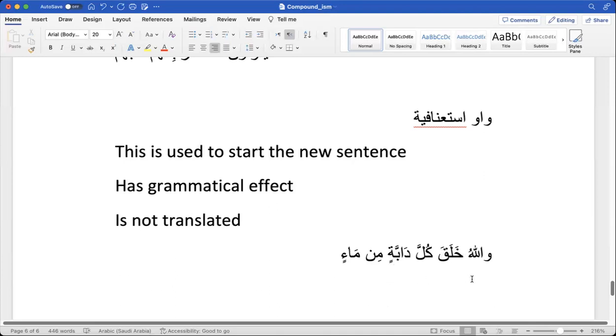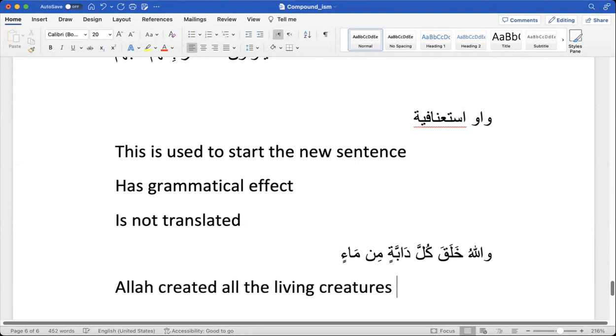So what is khalaqa? What kind of word is this? Madi or mudari? It's a madi. Which version? Third person. Khalaqa. Now, kulla dabbatin, every living creature. Kulla means every, dabbatin means creature. Min means from, ma'in means water. Now, how will you translate this? You will not translate this waw. You will say, Allah created all the living creatures from water. This is what Allah says in the Quran.